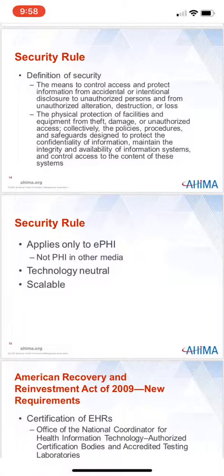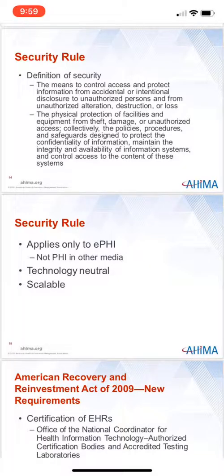The security rule was developed to be technology neutral and scalable. Technology changes so fast that the security rule would need constant revision if specific technologies were mandated. Therefore, the rule mandates what needs to be done, but not how to do it. So the example is the HIPAA security rule mandates that physical access to electronic information systems is limited to authorized staff. It doesn't tell them how that information should be limited, how it's to be implemented. So the CE can use key cards, personal identification numbers, keys, biometrics, or other means.